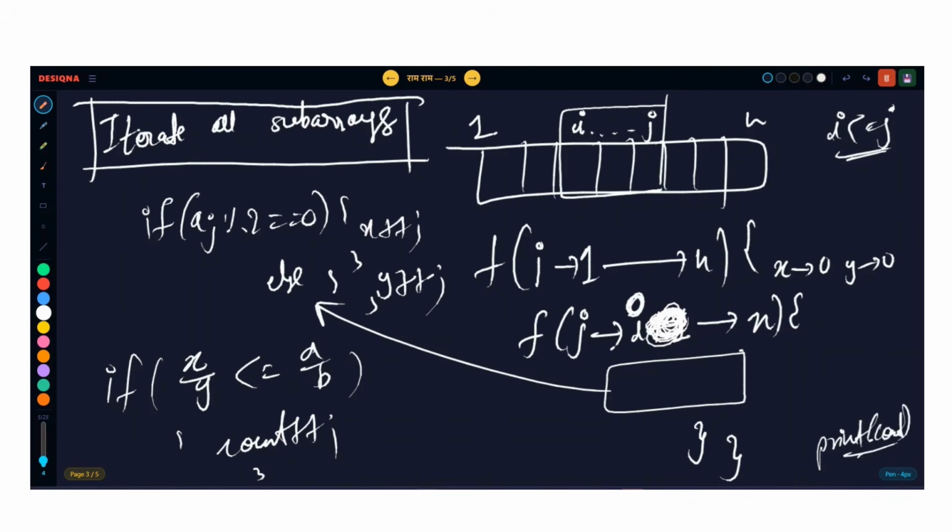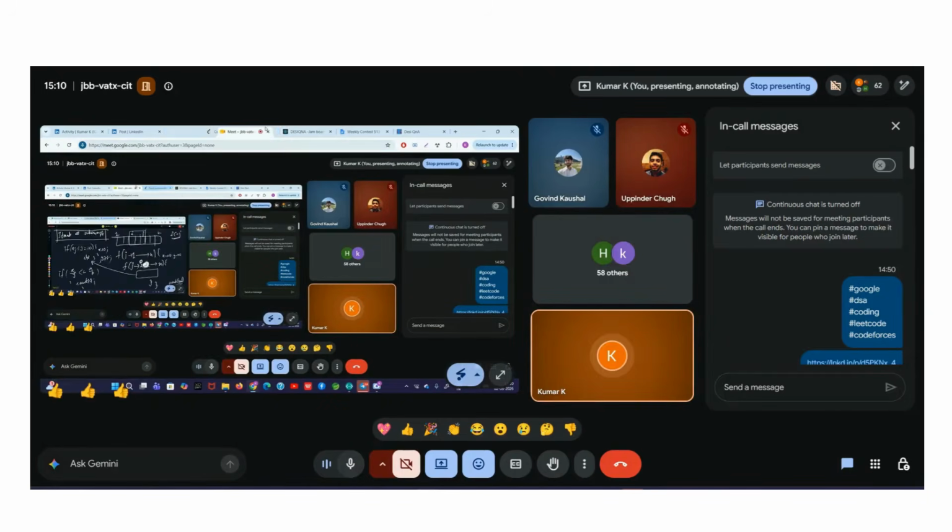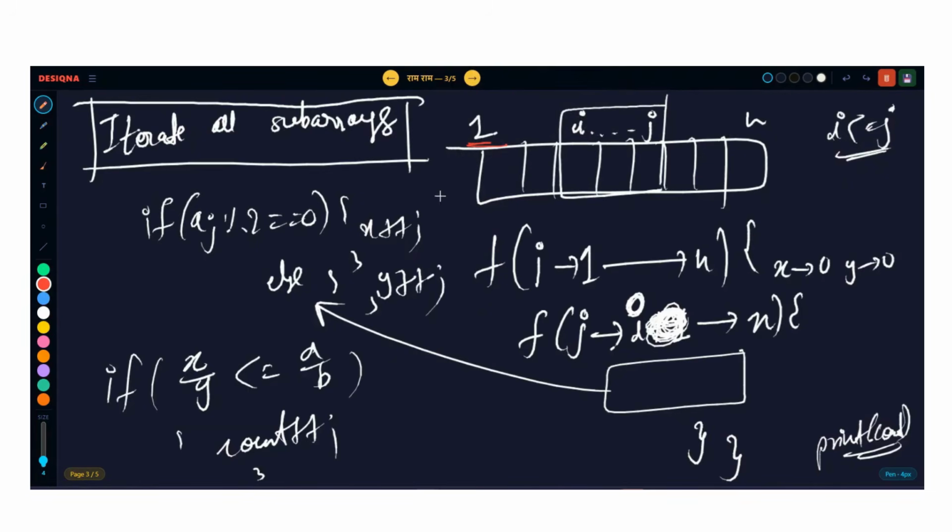So everyone react with emojis if they understand this solution. You must be knowing now how to iterate all the subarrays using two for loops. And when you are iterating the subarray, smartly update x and y for that particular subarray. Basically, first you are iterating all the subarrays which start at index 1. Then you iterate all the subarrays which start at index 2 and so on. Clear? Now, guys, can anyone tell me why this O of n square solution will fail?